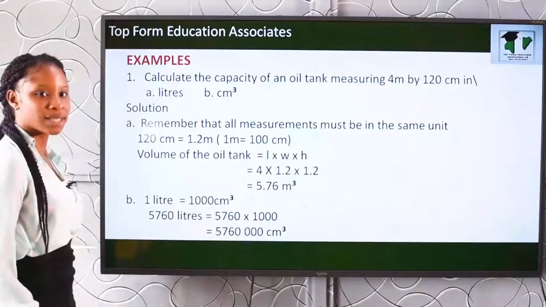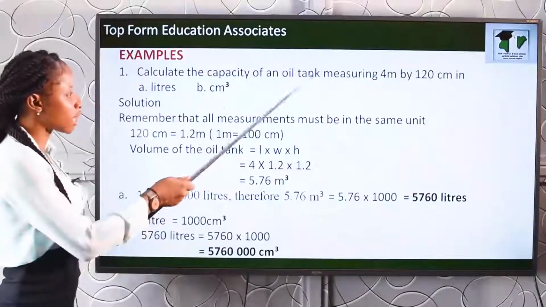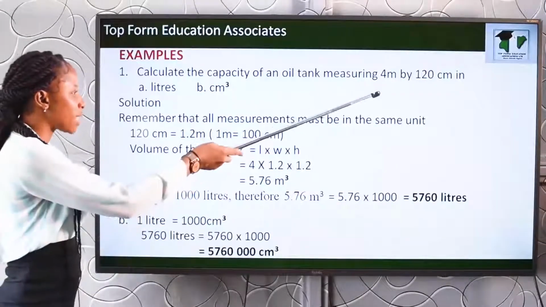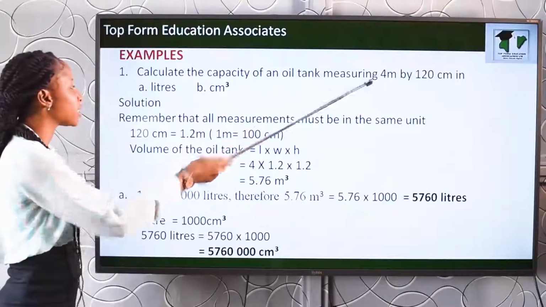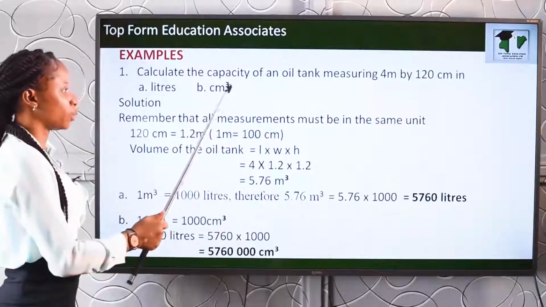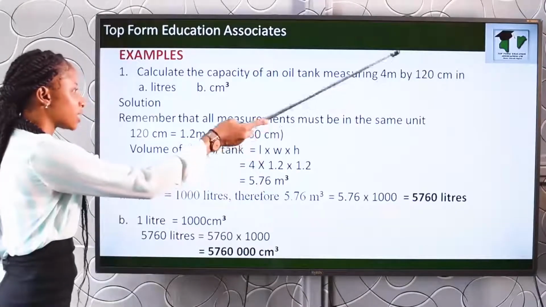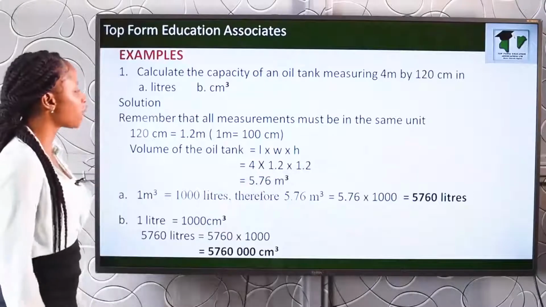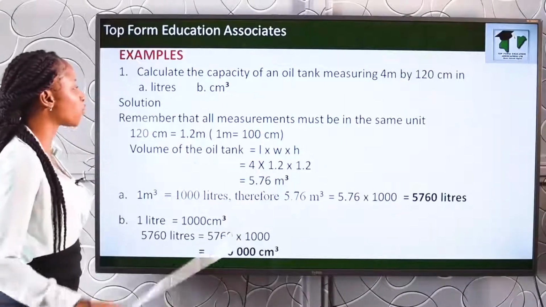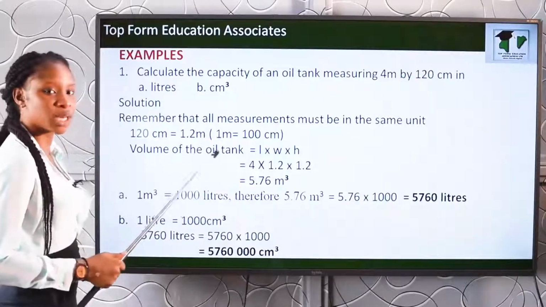Now let's take some examples. Number 1, calculate the capacity of an oil tank measuring 4 meters by 120 centimeters by 1.2 meters in A, liters, B, centimeters cubed. I want you to take note of the units. You will see that we have meters and centimeters in the question. So the first thing to do here is to convert all to the same unit.